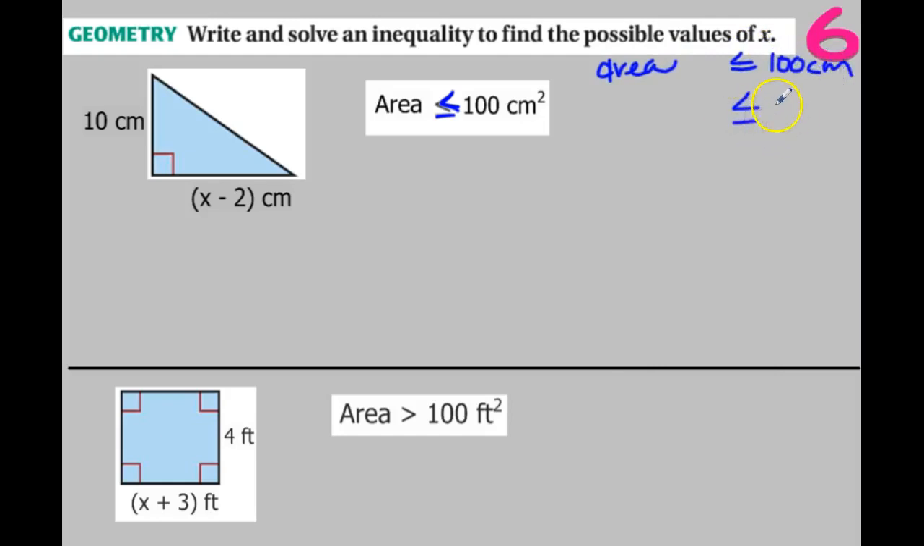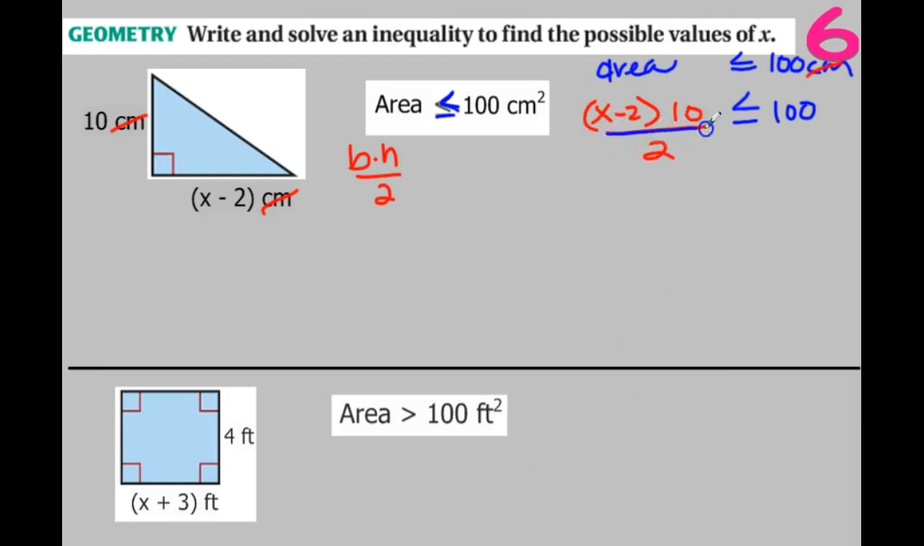So I'm just going to write less than or equal to 100. I don't need to include my units when I solve a problem. And then the formula for an area of a triangle is base times height divided by 2, or 1/2 base times height. So I'm going to say, you know what, I don't need my centimeters. My base is x minus 2 times my height, which is 10, and then divide it all by 2.